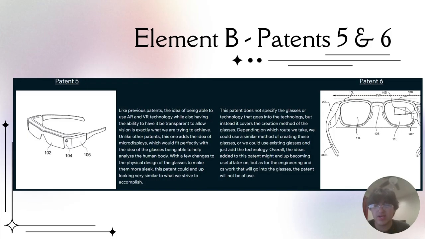5 and 6. Number 5 again talks about the AR and VR technology. And this one talks about the use of a display on your phone for it, which is another idea we could come up with, that maybe it would connect to your phone or such display. It also talks about micro displays. Patent number 6 does not talk about any electronic units or such, but it talks about the creation process of these glasses.